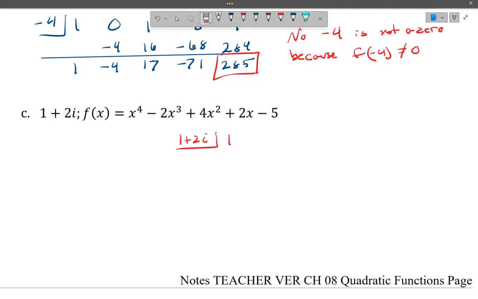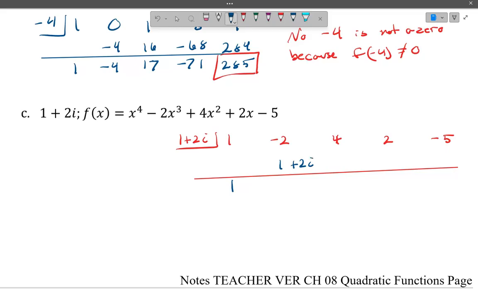And actually, I'm going to give myself a little bit more space because I'm dealing with complex numbers. So I want a little bit more room to do these operations. So I'm going to space those out a little bit more. The process is going to be the same. Just the arithmetic is going to differ a little bit. We still bring down the 1, and now we're going to multiply 1 by 1 plus 2i. Well, that's just going to be 1 plus 2i.